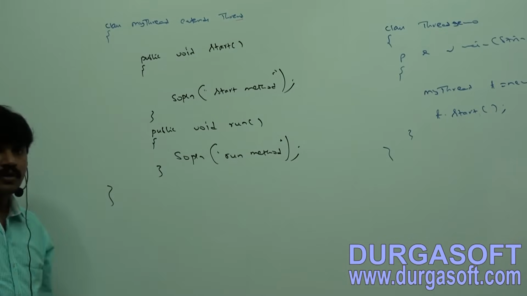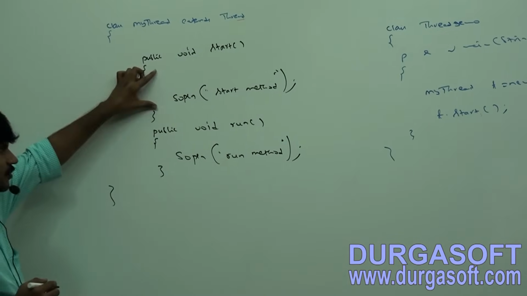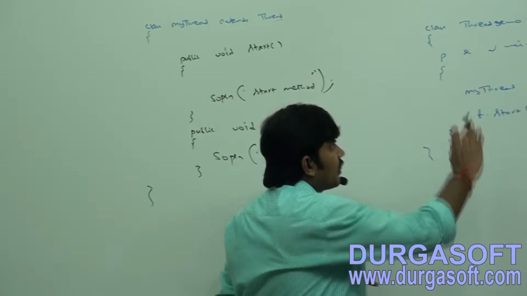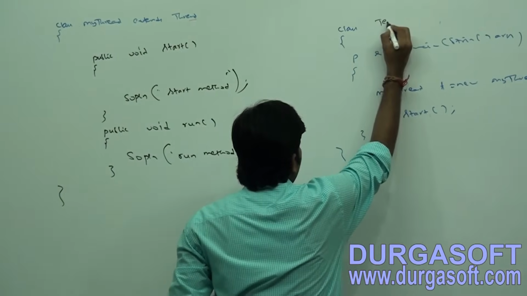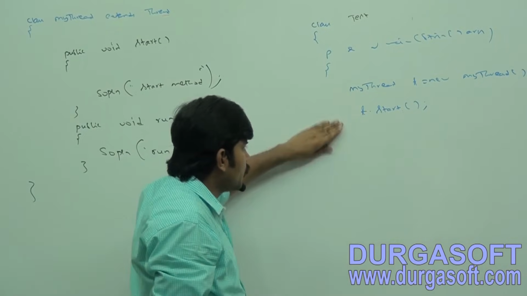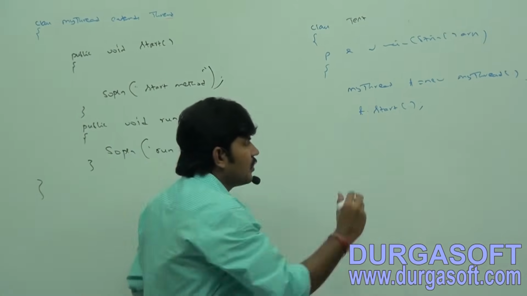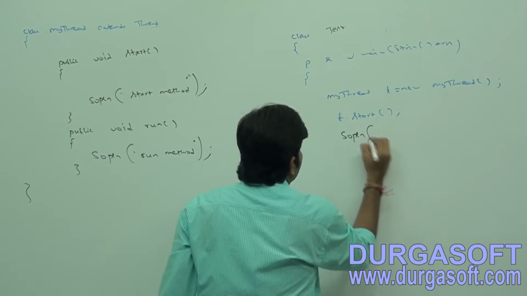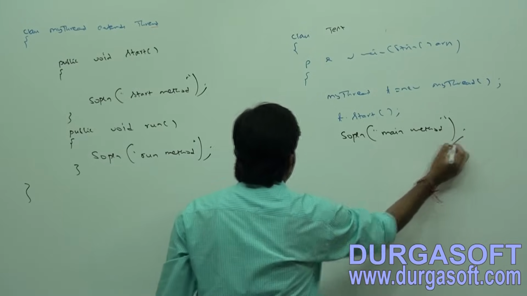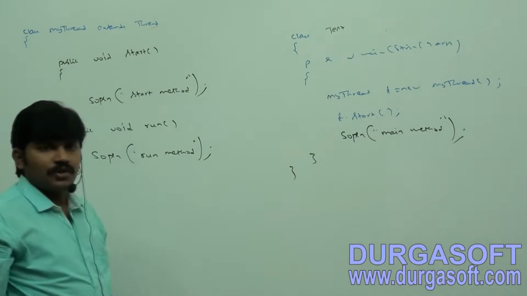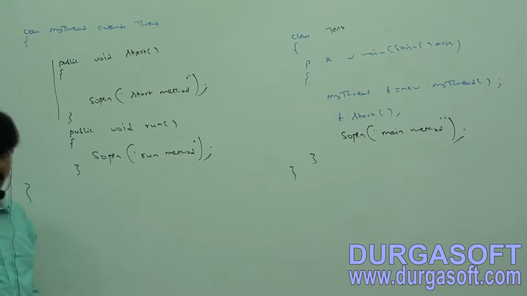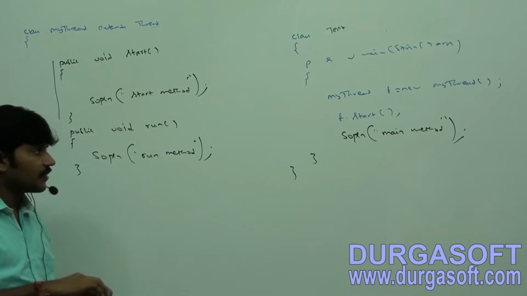Are you getting? Total how many methods are there? The start method is there, the run method is there. Now class Test: public static void main, MyThread t = new MyThread(); t.start(); and then System.out.println("main method"). Now see, if I override the start method, what will happen? Take special care.